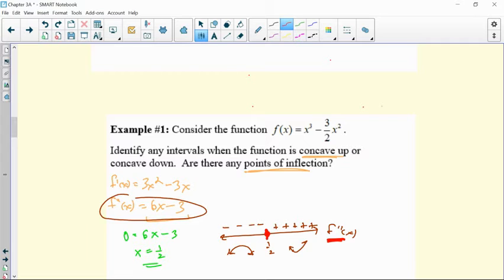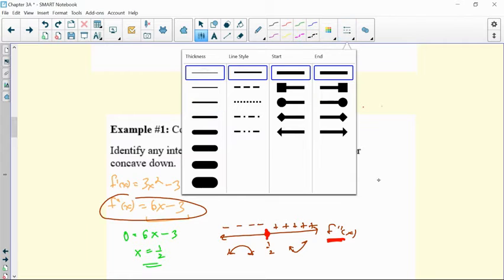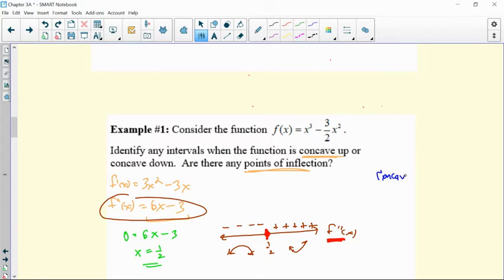So intervals where it's concave up, let's go ahead and answer that. Concave up would be 1/2 to positive infinity if I write that as an interval. Concave down would be negative infinity to 1/2. Are there any points of inflection? Yes. Now, is this a saddle point? Well, we can answer that if we know what its first derivative is. So if the first derivative is also 0, it's a saddle point.